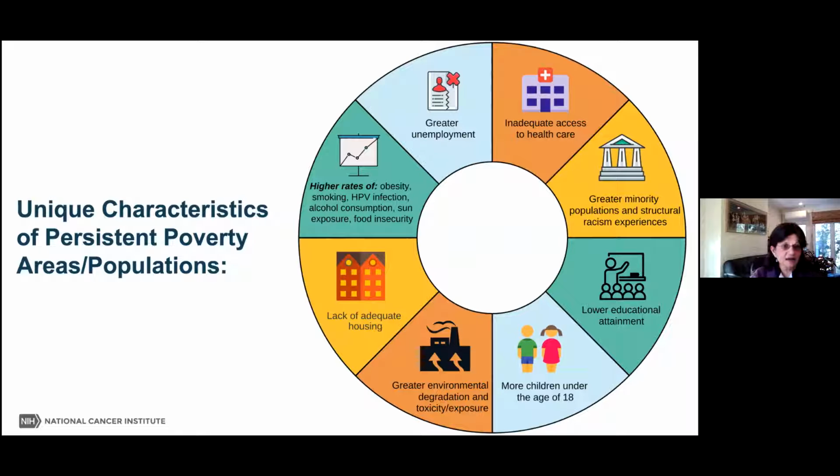But we know the unique characteristics of persistent poverty, and this is actually from a study by the USDA. There's greater unemployment, inadequate access to healthcare. There's, of course, obesity, smoking, HPV infection, food insecurity, which is a very big issue in these areas where there's not even any grocery store, lack of adequate housing, environmental degradation, low educational attainment, greater minority and structural racism experiences.